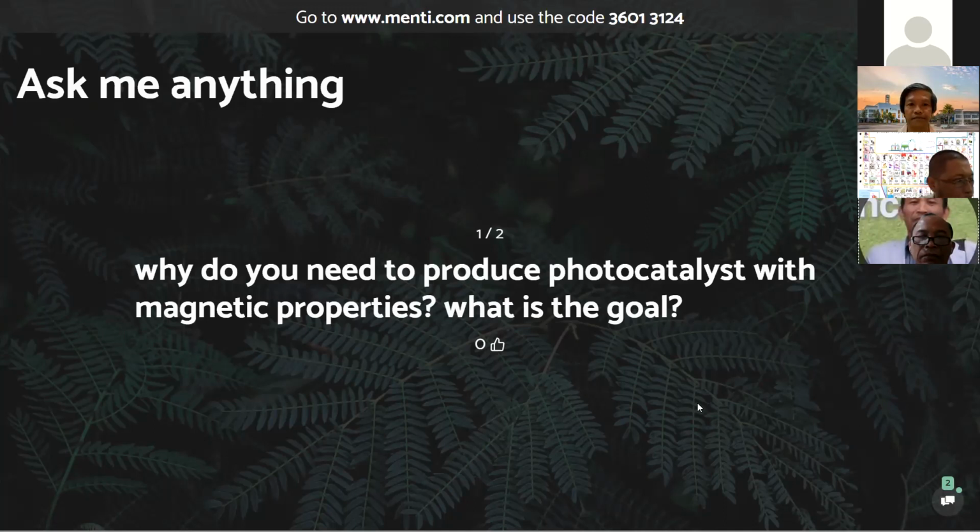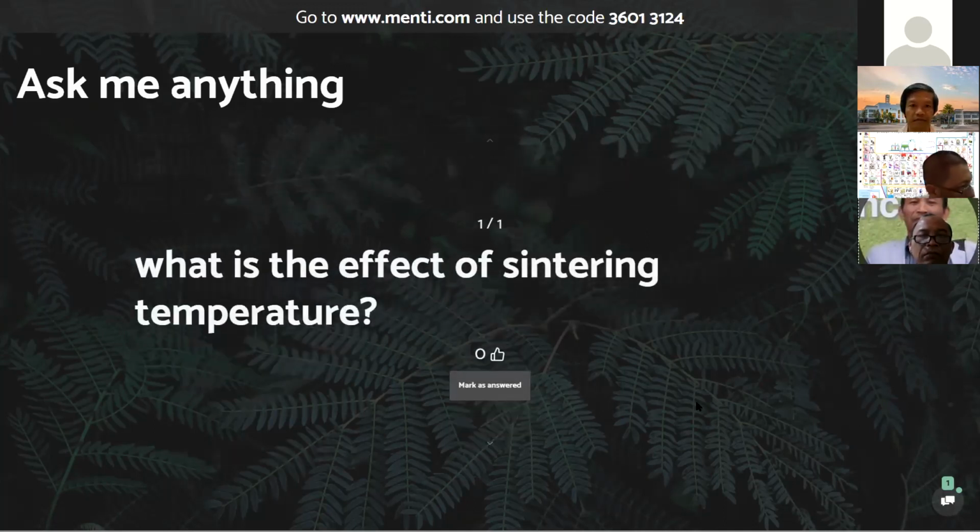The last question is about the sintering temperature. Of course, we understand that the effect of the sintering temperature is very obvious, right? It actually changes the morphologies.